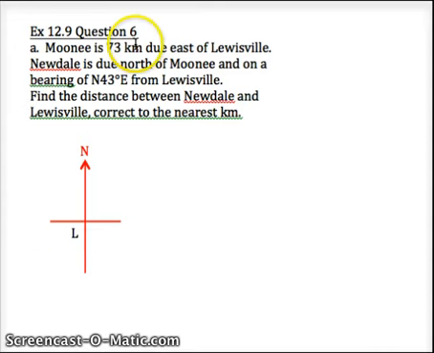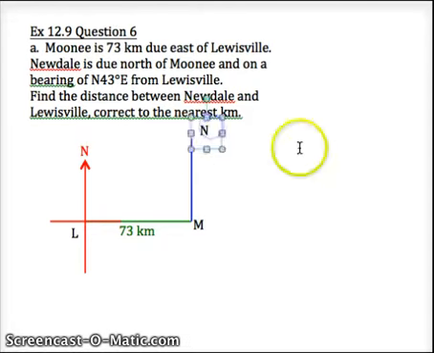Now, if Mooney is 73 kilometres east of Louisville, then Mooney is along here on this east-west line. So it's along there, so I'll just mark that in green. So Mooney is along here, and so that's where Mooney is, and it's 73 kilometres along, okay? And then we're told that Newdale is due north of Mooney, so Newdale will be up there. So I'll just put in a line there to show where Newdale is. So Newdale is due north of Mooney.